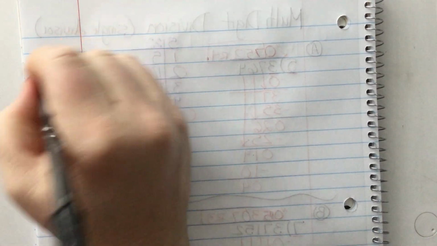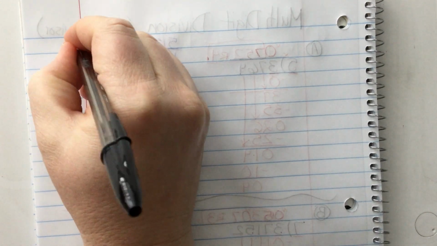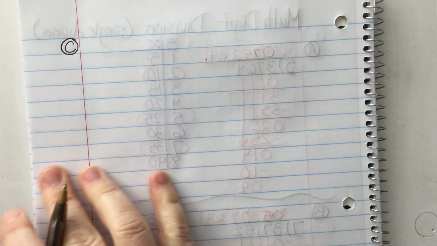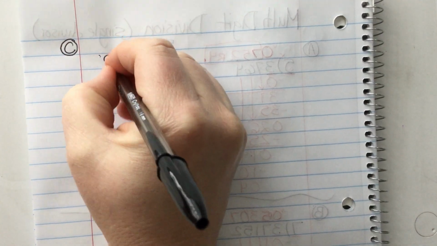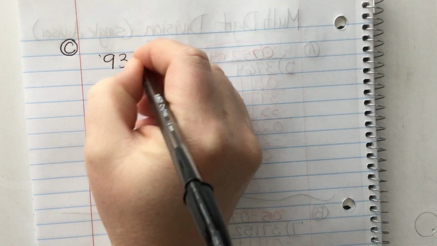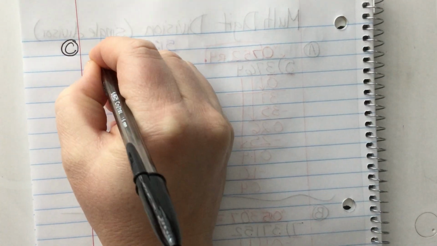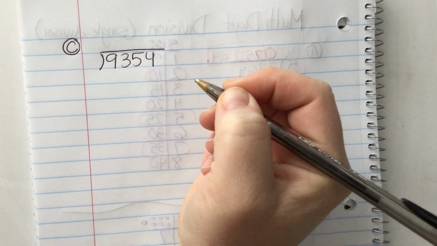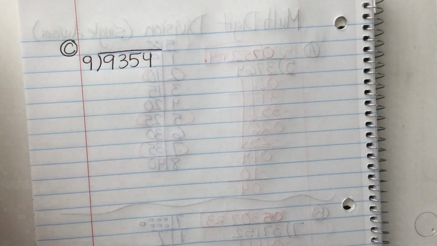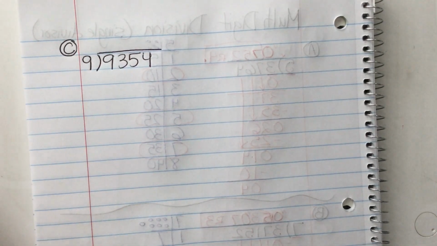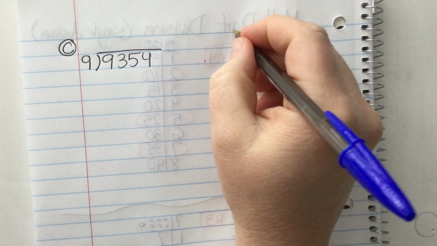Okay. Let's do C. 9,354 divided by 9. Everyone's always scared of 9s. So, again, my first step is to list my multiples.